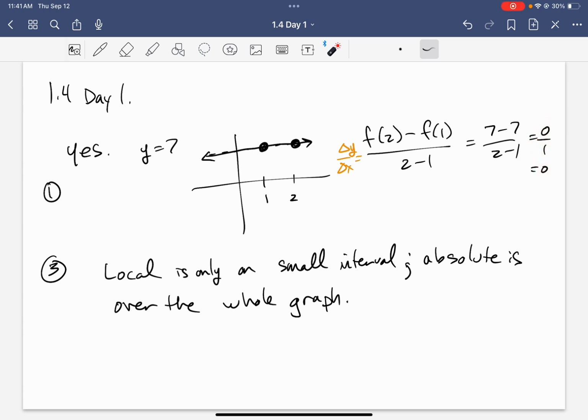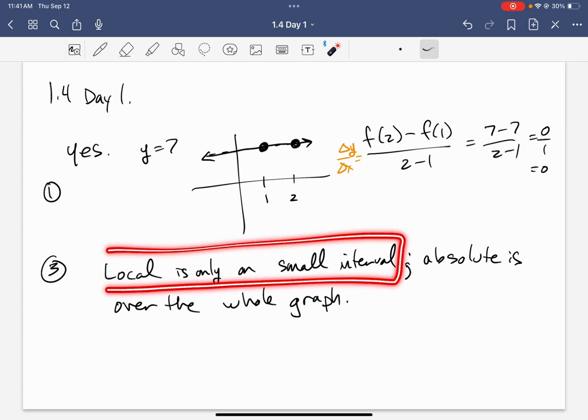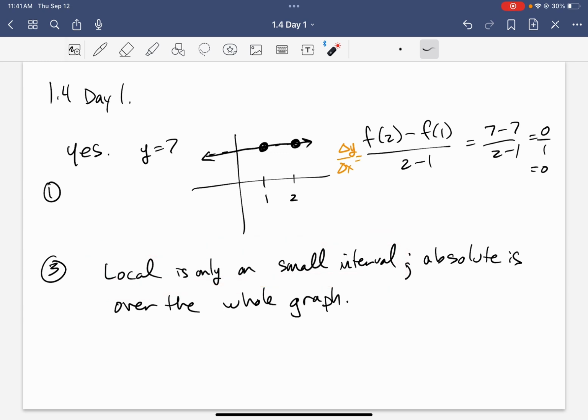Number 3, how are absolute and local extrema different? Local is saying that you're either the biggest or the smallest only on a small interval, a small open interval. And absolute mins or maxes are over the entire graph. More importantly, over the whole domain for all inputs.